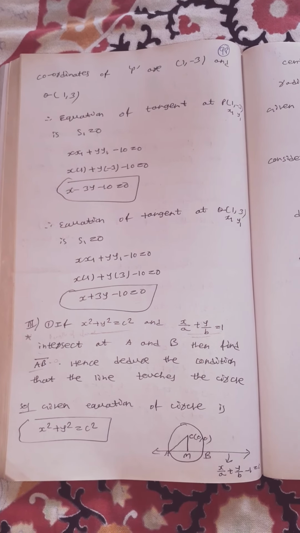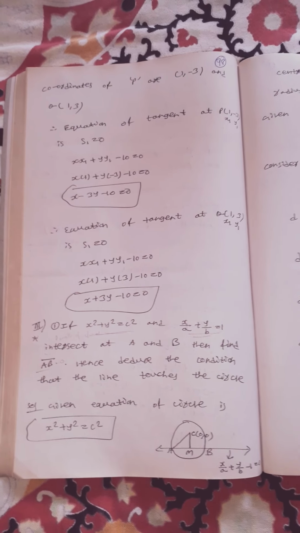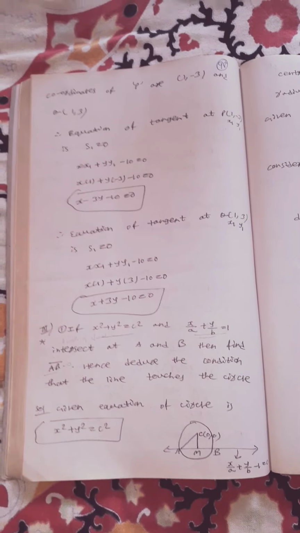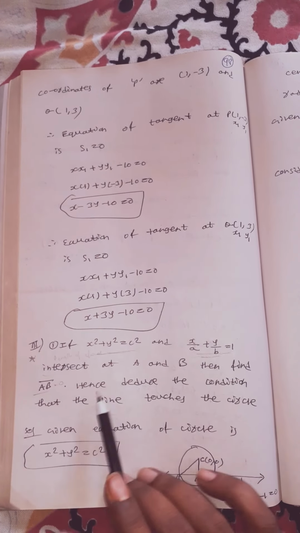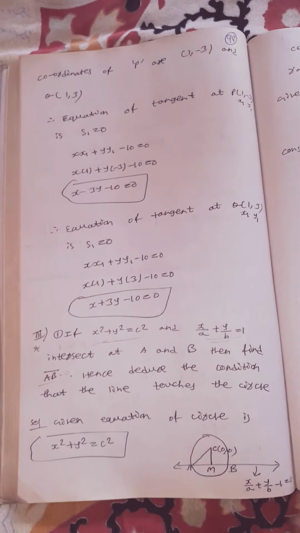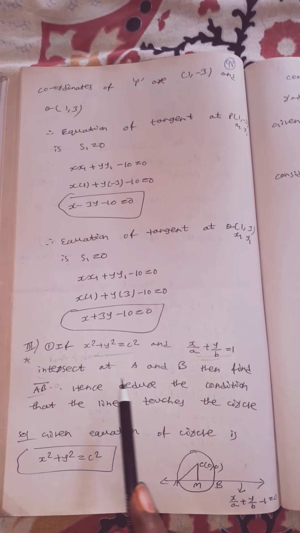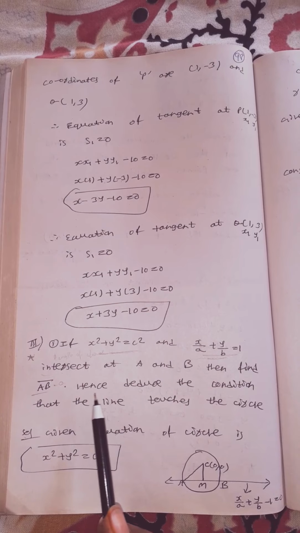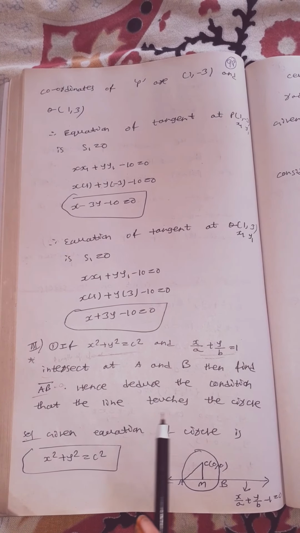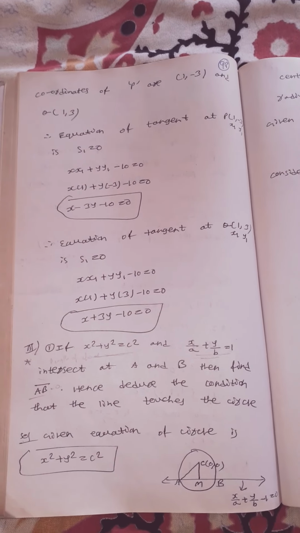Hello students, now I am going to explain Intermediate Maths 2B, Circles, Exercise 1c, third section. This is a very important problem, children, a 7 marks question. If x square plus y square equal to c square and x by a plus y by b equal to 1 intersect at A and B, then find AB. Hence deduce the condition that the line touches the circle.